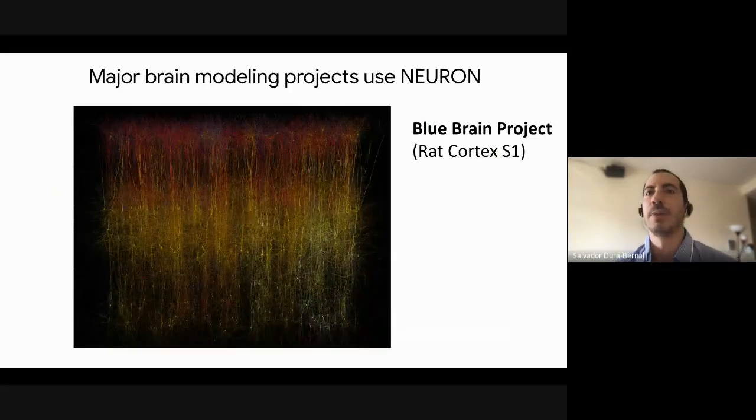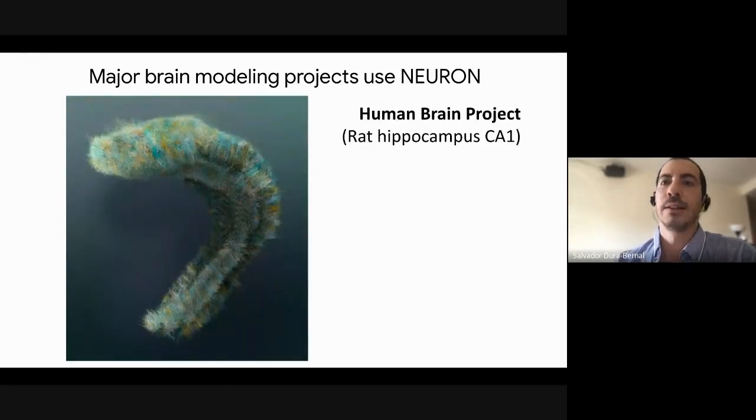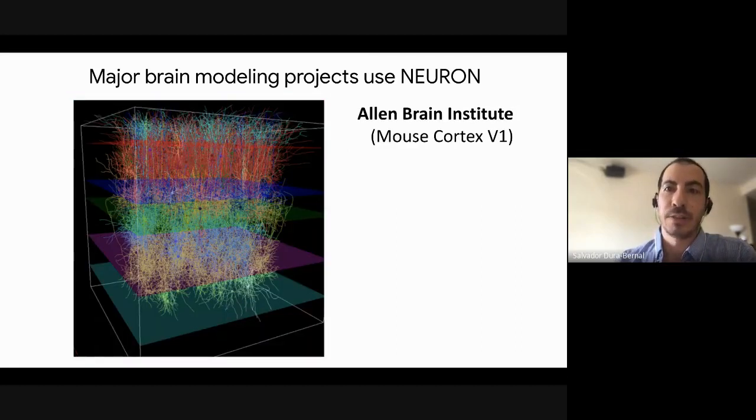As I mentioned, it's also used by some of the main modeling projects in the world. So the Blue Brain project, for example, released this model of the rat cortex S1 around 6 years ago. It's since been extended. The Human Brain project is a $1 billion project in Europe, one of the largest in history. It also develops, for example, this hippocampus CA1 model in Neuron. And the Allen Brain Institute has also developed recently this very detailed model of the mouse cortex, primary visual cortex, V1.